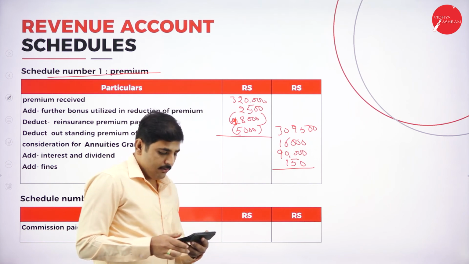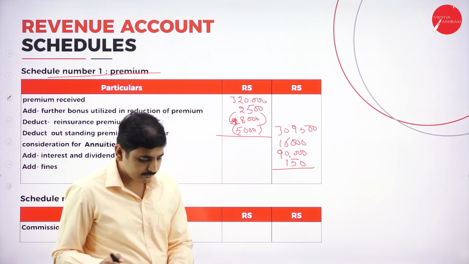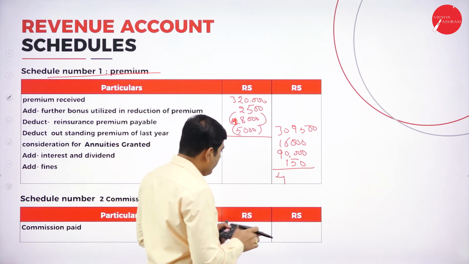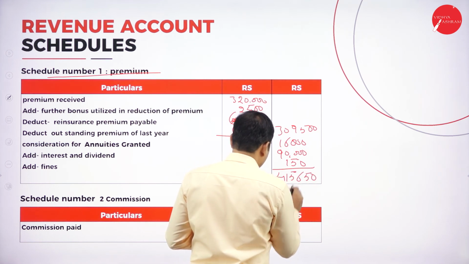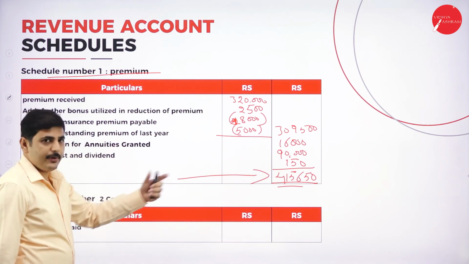So it is 4,15,650. So this is the total amount of premium.